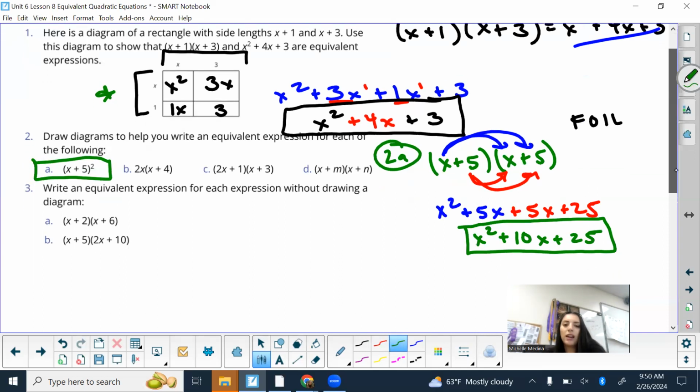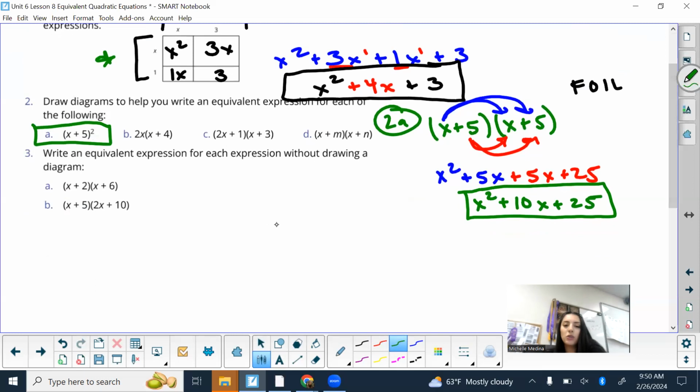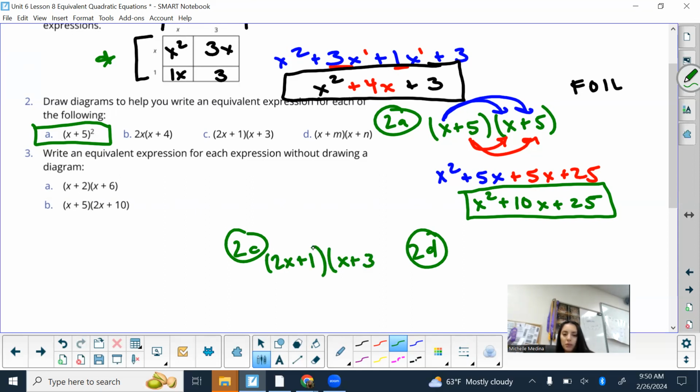All right, and then I had my students try 2c and 2d. Because in my opinion, I think 2b was a bit easier. We don't need to practice that one as much as we need to do these ones where it's a binomial times a binomial.